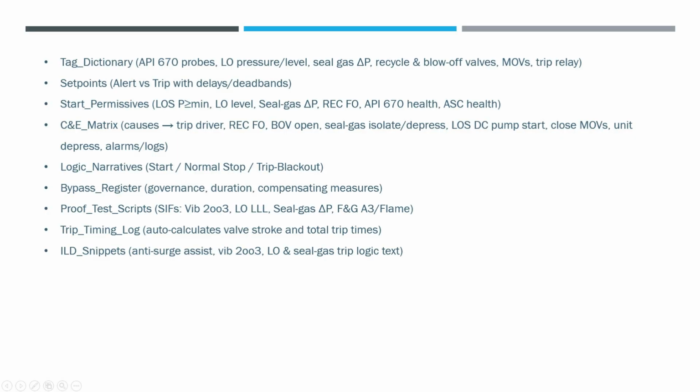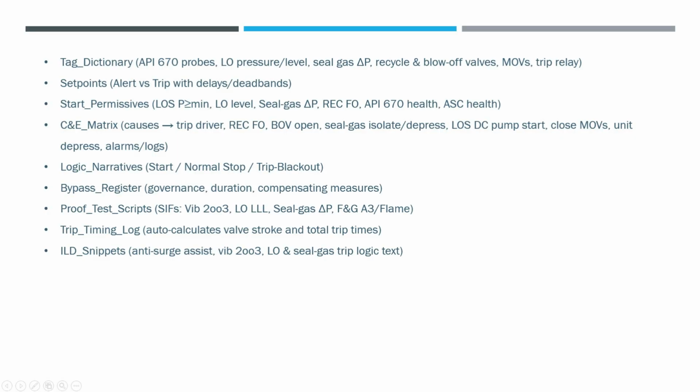Now comes the cause and effect matrix. This maps causes directly to actions. For example, trip the driver, force the recycle valve open, open the blow-off valve, isolate and depress seal gas, start the DC oil pump, close MOVs, depressurize the unit, and of course, log alarms.